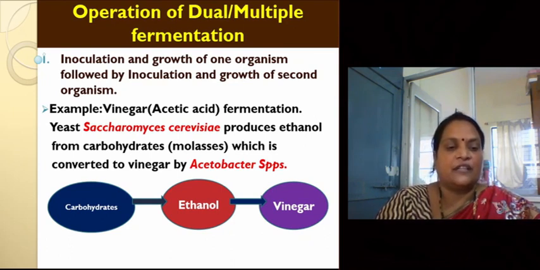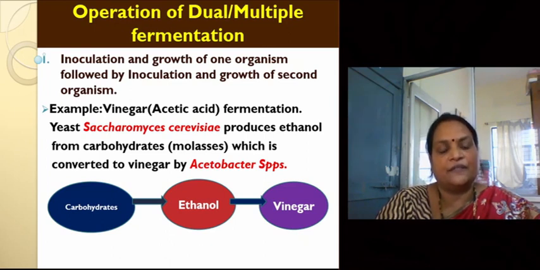For the first conversion, that is ethanol fermentation, carbohydrates are fermented to produce ethanol. For this, we use the organism Saccharomyces cerevisiae. Under anaerobic conditions, Saccharomyces cerevisiae will convert the carbohydrates and will produce ethanol. This ethanol produced is acting as a substrate, and ethanol is converted to acetic acid, that is vinegar, by Acetobacter species. The conditions required are aerobic.